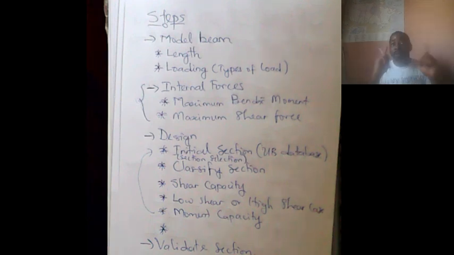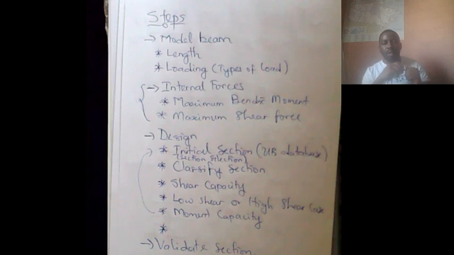It will be at one of the supports, okay? If it is symmetric, then it is at both supports. But if it is not symmetric, then it will be at one of the supports. One of the supports will have the highest reaction, and that will be the value of the maximum shear, right? But for bending moment, it depends on the point of application of the load, right?